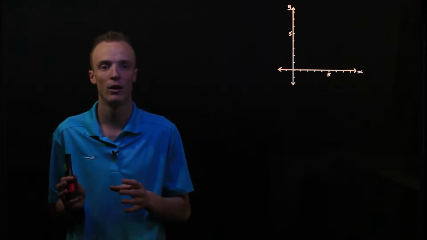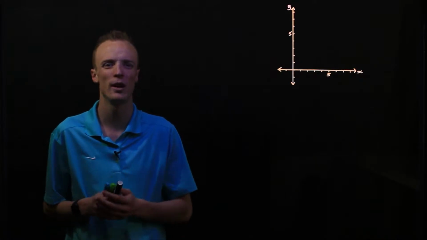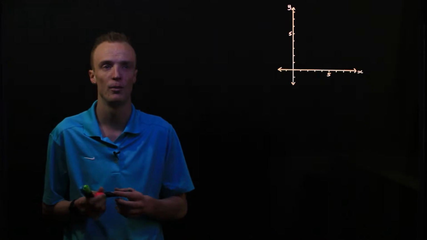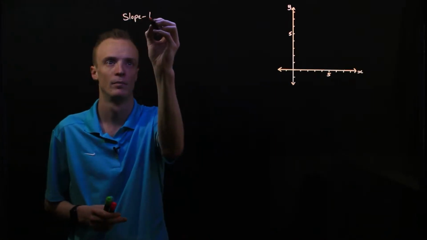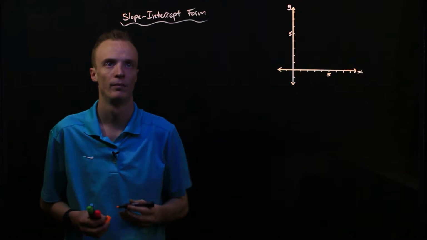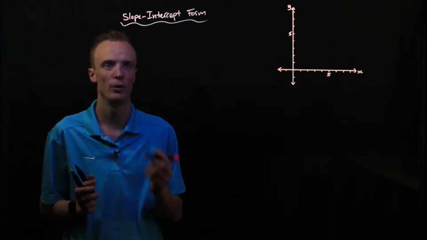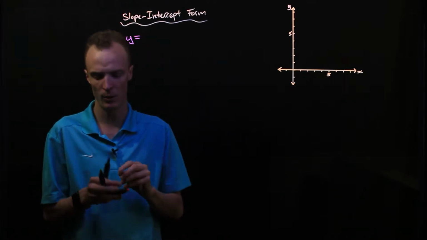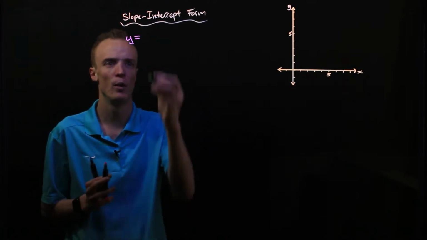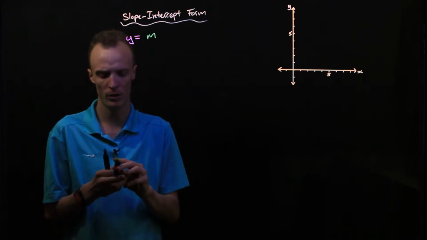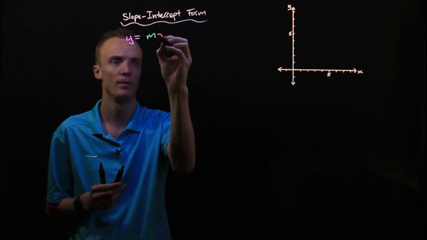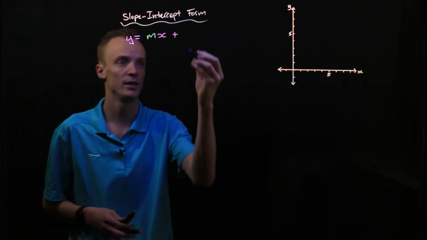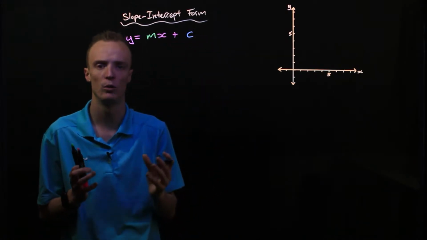Now the graphs of linear lines can be represented by linear equations in various forms, and one of those forms is known as slope-intercept form. What slope-intercept form looks like is when we've got our equation in the form of y equals a value that we call m that multiplies with our x value, and then we add our c value, which is just a number that we call c.